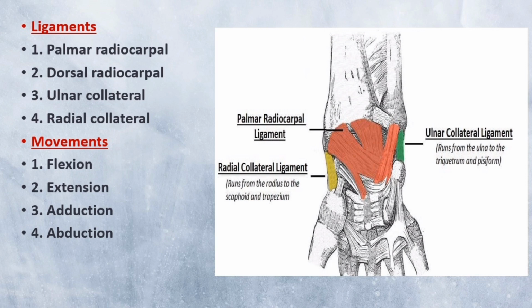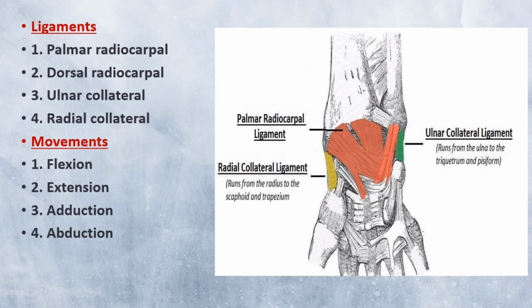Ulnar collateral, runs from the ulnar styloid process to the triquetrum and pisiform. It acts to prevent excessive radial lateral deviation of the hand. Radial collateral, runs from the radial styloid process to the scaphoid and trapezium. It acts to prevent excessive ulnar medial deviation of the hand.